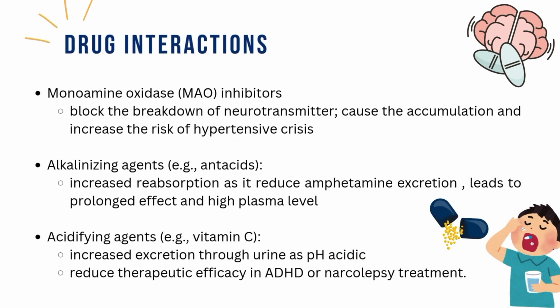The drug interactions. Monoamine oxidase inhibitors will block the breakdown of neurotransmitter, and this will cause accumulation and will increase the risk of hypersensitivity. An alkalinizing agent, such as taking antacid, will increase reabsorption and reduce the excretion of amphetamine, leading to prolonged effect and high plasma level. An acidifying agent such as vitamin C will increase excretion into urine as an acidic pH. This will reduce therapeutic efficacy in ADHD or narcolepsy treatment.